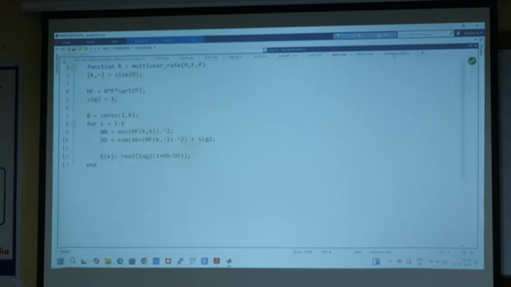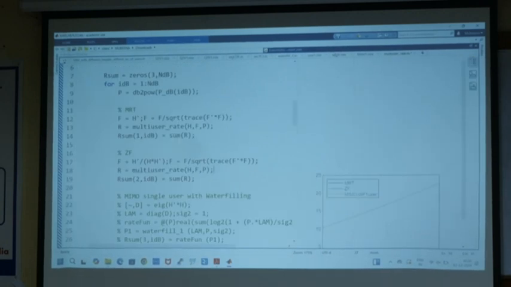Okay, multi-user rate. So we have here j not equal to k, that is missing here. So let's change it. I can write here 1 to k minus 1 comma k plus 1 to K. It means I am excluding the kth, and all the rest of them will be here. So now let's run it.